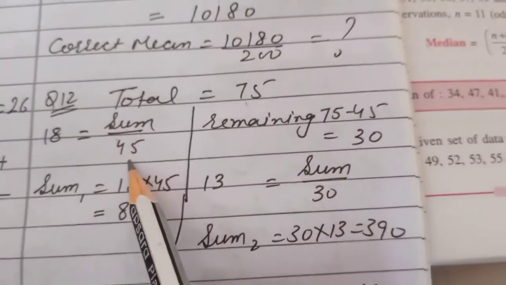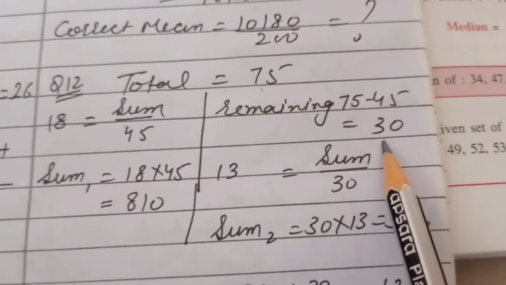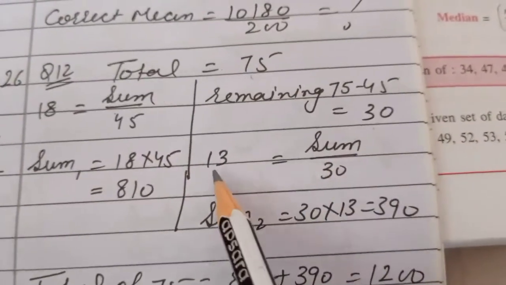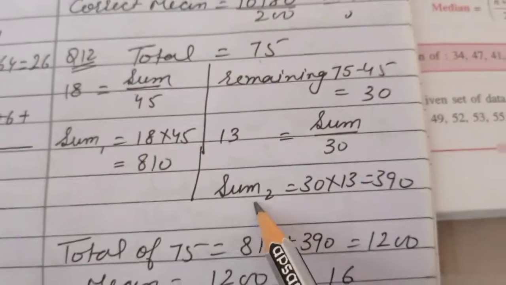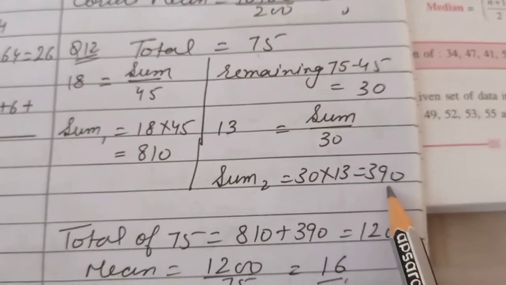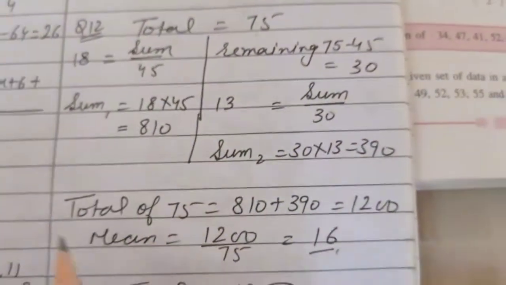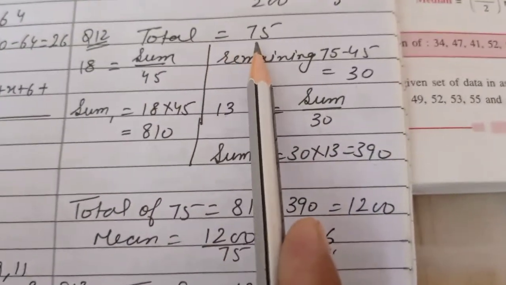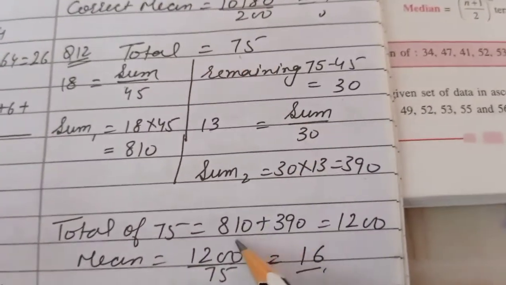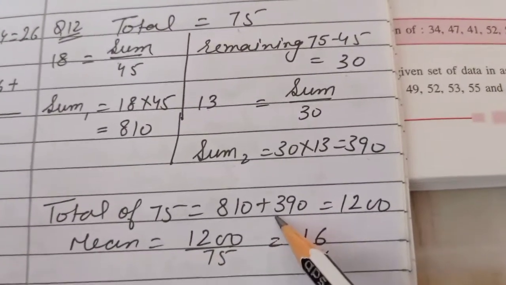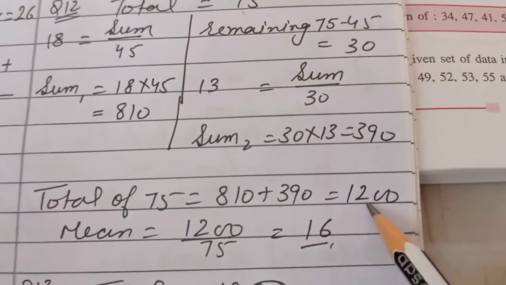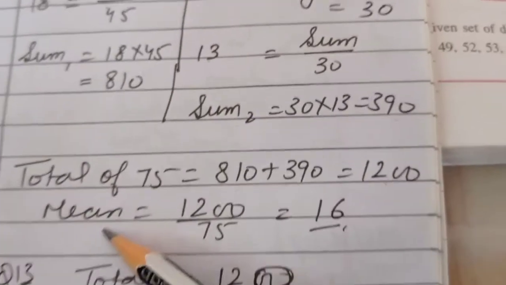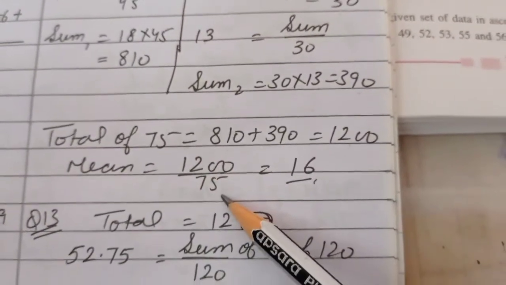Remaining, how many are left? Out of 75, 45 are taken over here. So remaining 30. Of the remaining, the mean is 13. What will be the sum of 30 observations? That is 390. So the total sum is 810 plus 390. We are asked to find out the mean of total 75 observations. This is the sum of 75 observations. What will be the mean? Sum divided by number of observations.